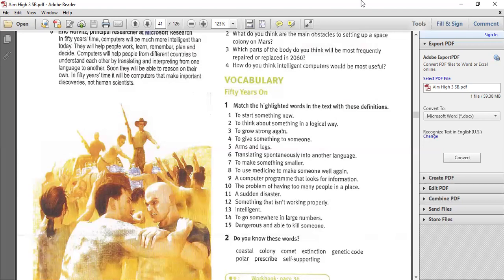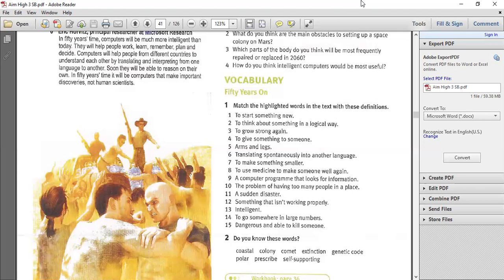The problem of having too many people in a place: overcrowding. A sudden disaster: catastrophe. Number 12, something that isn't working properly: malfunctioning.